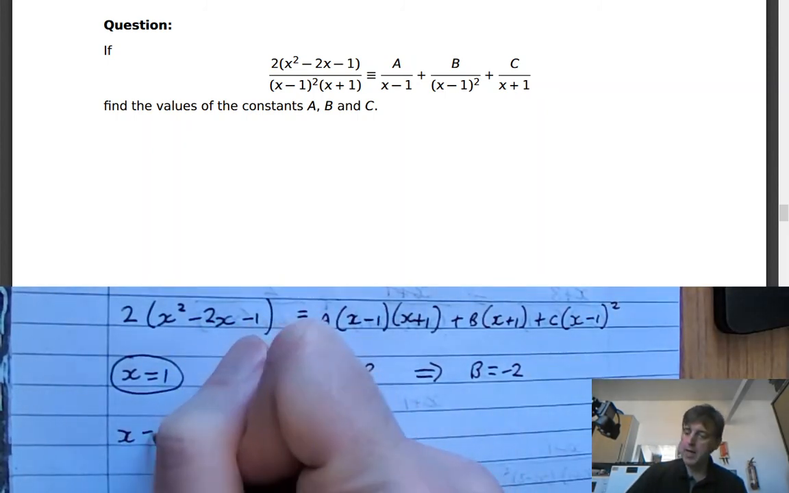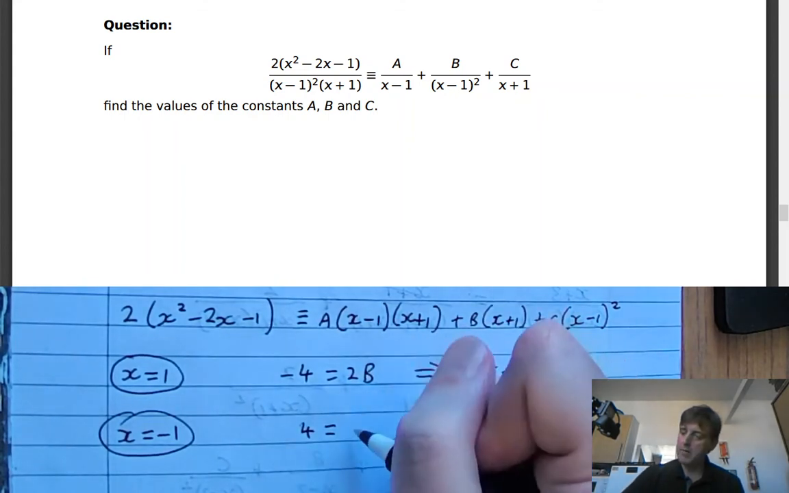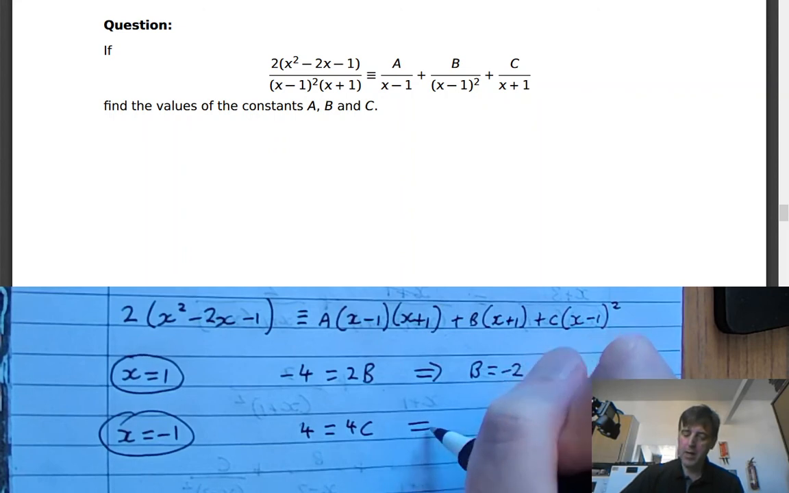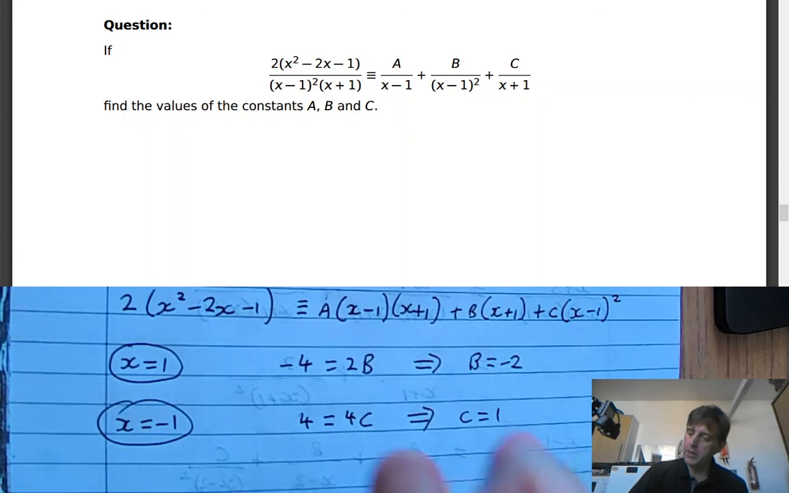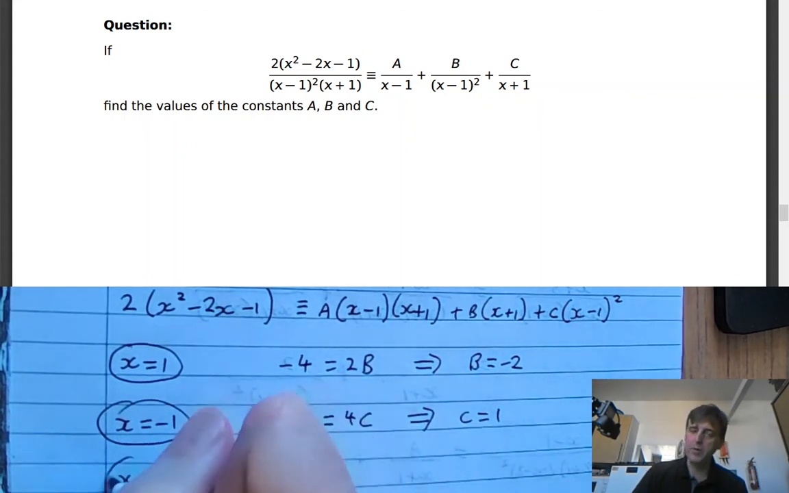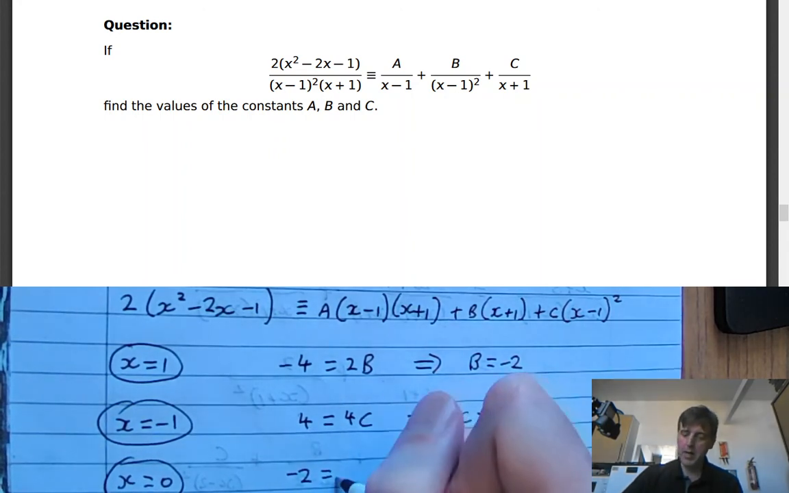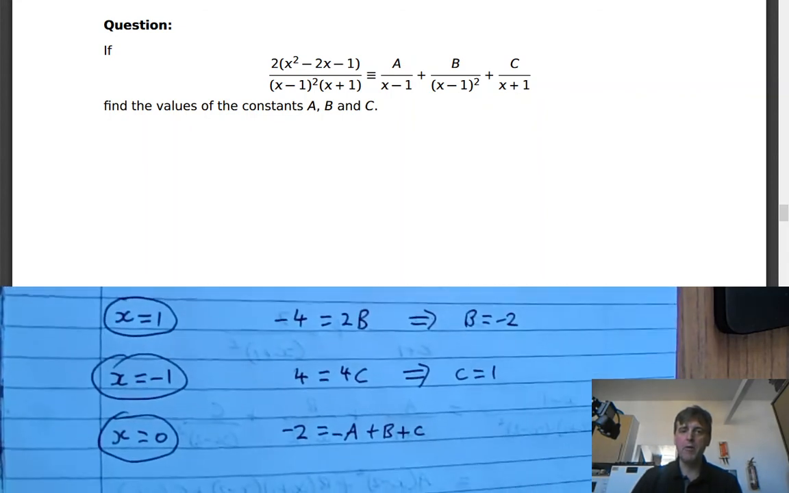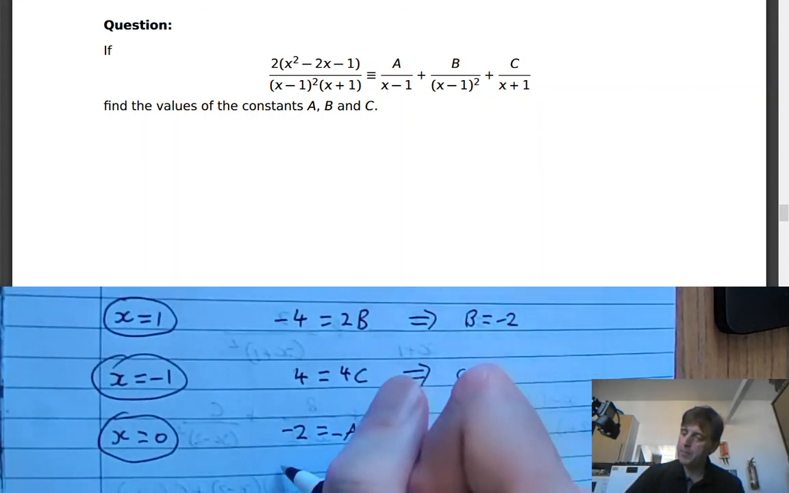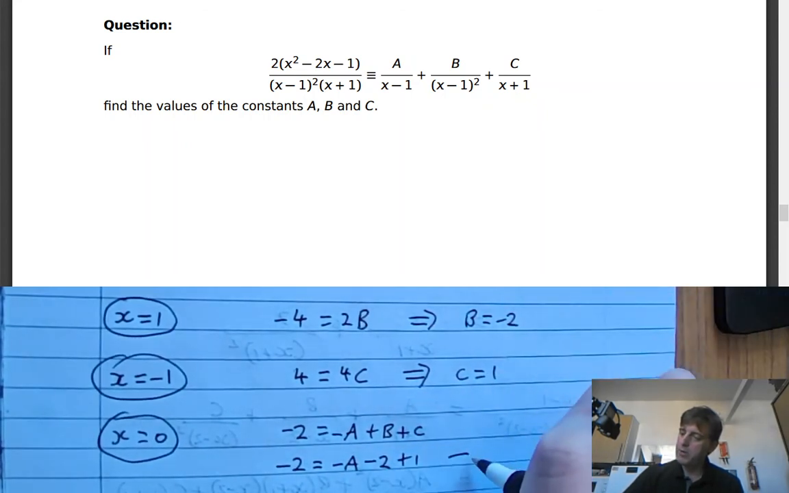If we substitute in x equals negative 1 though, the whole thing becomes 4 on the left-hand side and then 4c on the right-hand side, which means that c must equal 1. And then if you used another substitution, maybe you substituted x equals 0, that's what I did, then the whole thing here becomes negative 2 equals minus a plus b plus c. And with our values of b and c that we've already found here, b is negative 2 and c is 1, then that tells us that our value of a has got to equal 1.